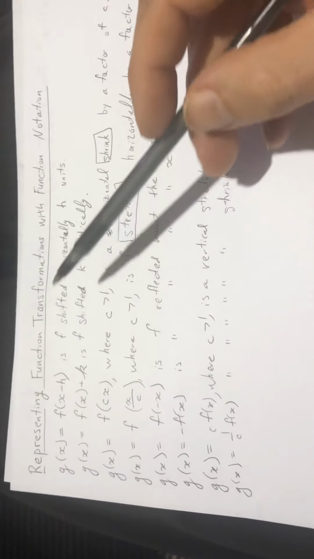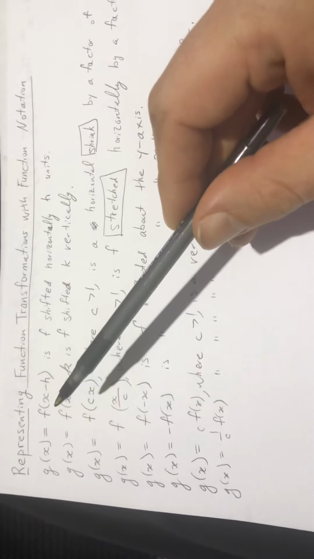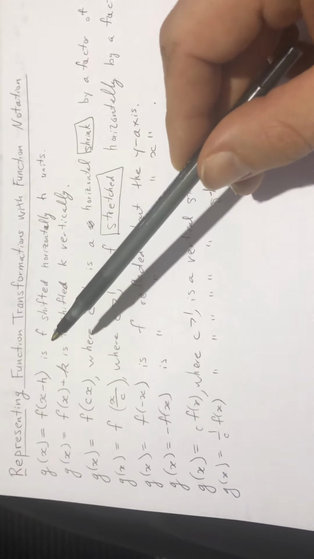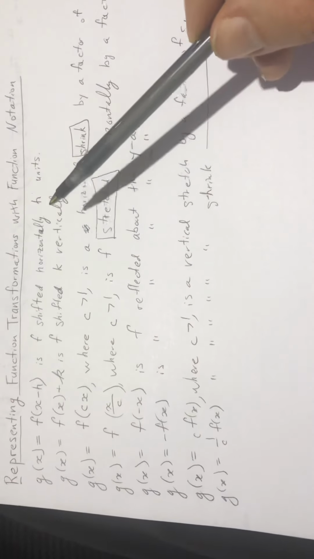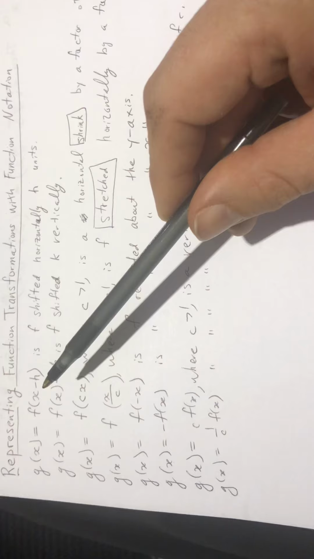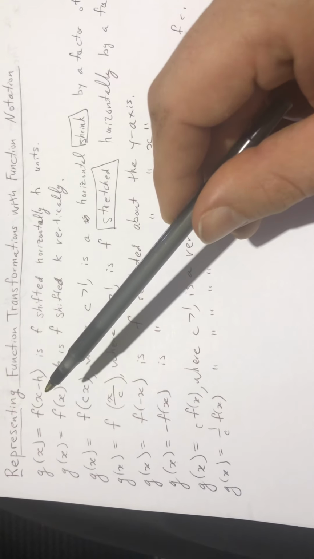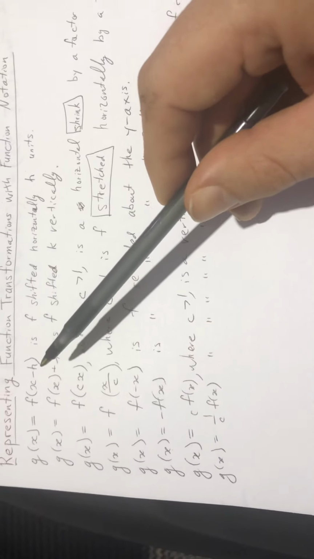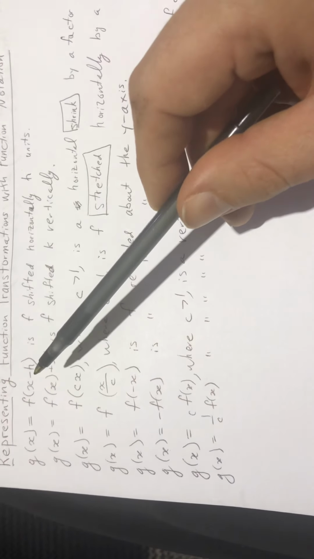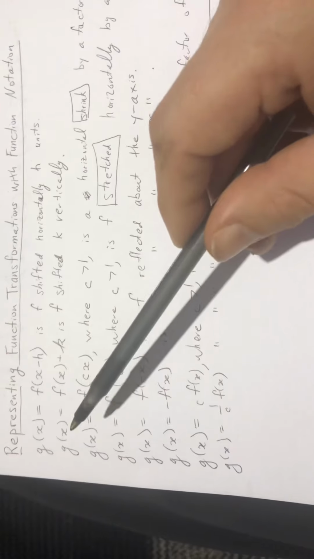Representing function transformations with function notation. g of x equals f of x minus h is f shifted horizontally h units. When you do something directly to the x, it's the opposite of what you think. You would think that to do a horizontal shift of h units, you would add h, but you subtract h. It's the opposite of what you think.